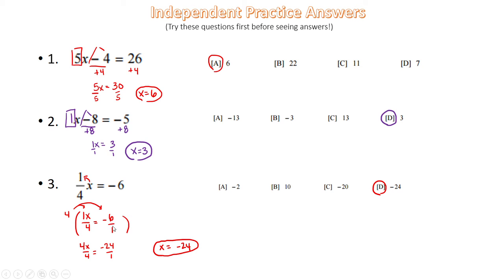And then 4 times -6 is -24. We reduce this, and that's going to give us a 1x. And on the right side of the equation, we have -24. Then to get rid of the 1, we divide both sides by a +1. So your answer is still -24.